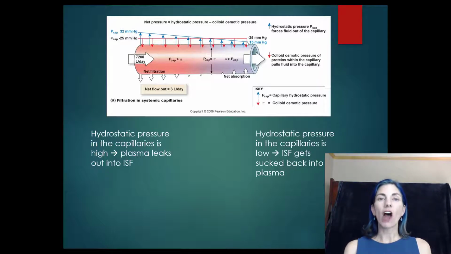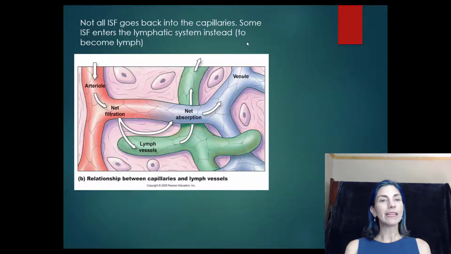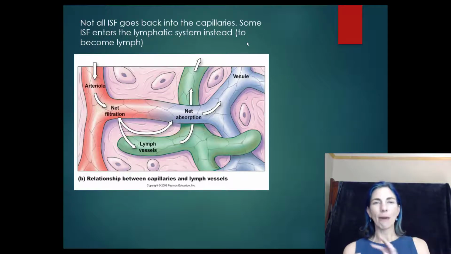Interestingly enough, not all interstitial fluid goes back into the plasma, at least not right away. Some of it gets sucked up into the lymphatic system. If you've had anatomy, then you know that there's this other system that kind of runs parallel to the cardiovascular system. It is a series of vessels and organs known as the lymphatic system. Well, the pressure in the lymphatic system is very low, and so fluid naturally is kind of getting constantly sucked up in a low volume into the lymphatic system.